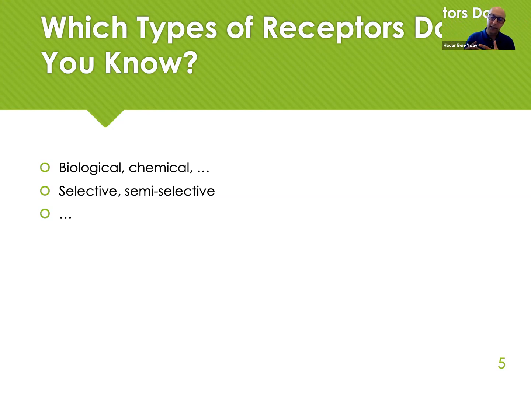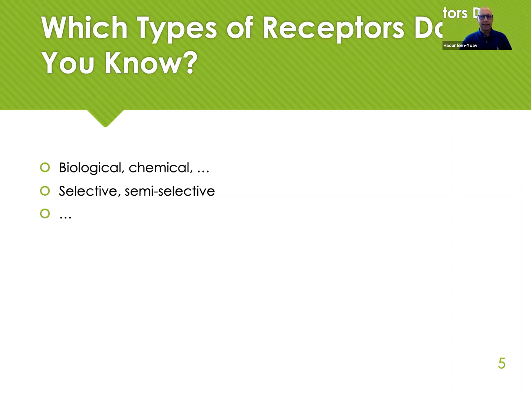So we would like to have receptors that are more selective towards specific molecules, but there are also semi-selective receptors that are selective to a group of molecules. For example, enzymes are semi-selective. They can provide reactions to different types of substrates. Therefore, they are semi-selective, but to a group of molecules.